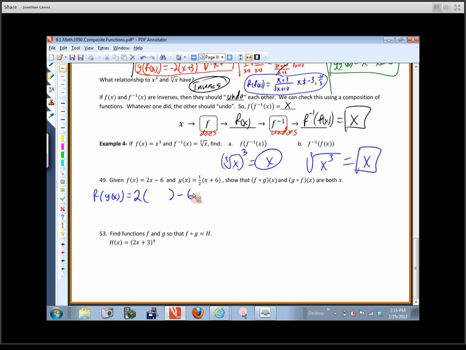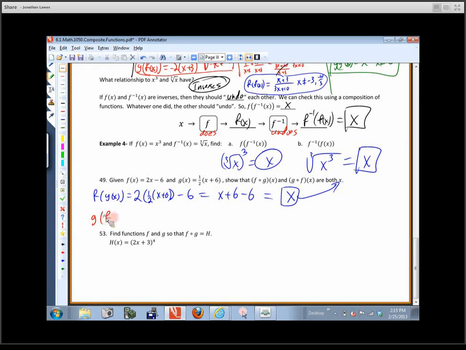That means 2 times something minus 6. What is that something I'm plugging in? I'm doing f of g of x, so I'm plugging g into f. So this is the 1/2 x plus 6. What's 2 times a half? 1. So this is 1 times x plus 6 minus 6. What's 6 minus 6? 0. So I get x plus 0, which is x. Did it equal x? Do they undo each other? You bet they did, so they must be inverses.